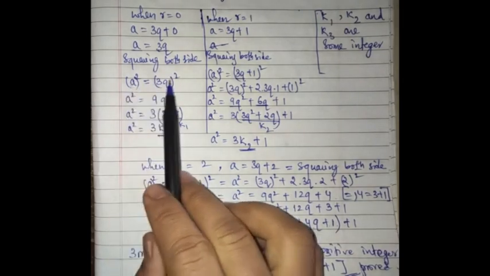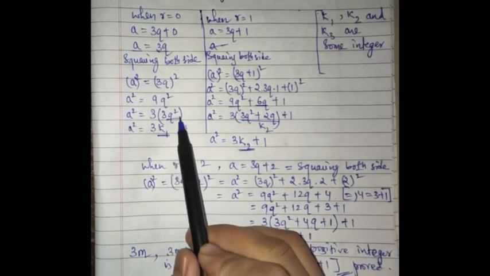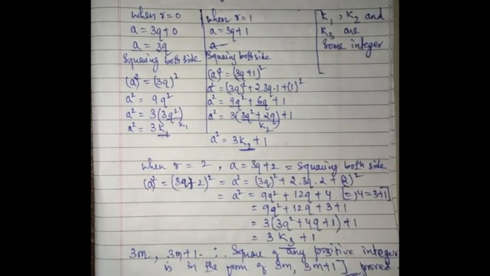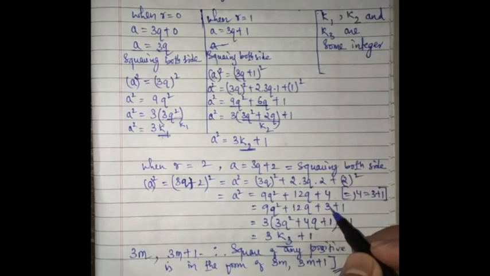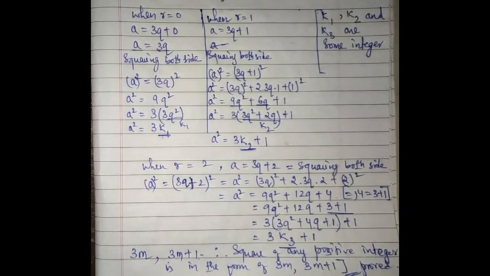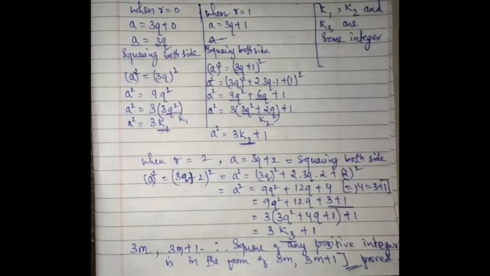So I have solved squaring both sides, and I have let this 3q square be k1 so that it will be easy for you to understand. Okay, over here I have done some trick. 4 I have broken into 3 plus 1. So using that concept I have solved this problem. Alright, I hope you have clear with this. So let us move to the next question.